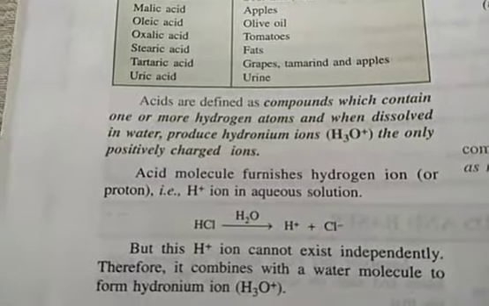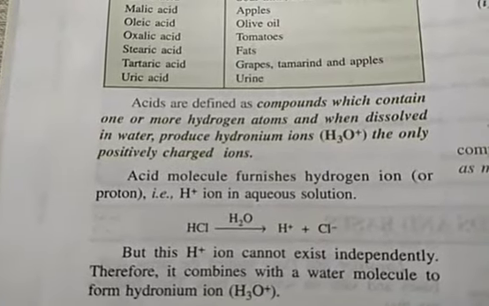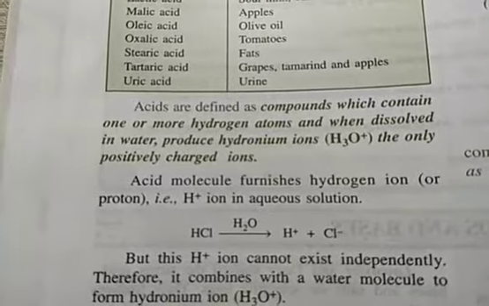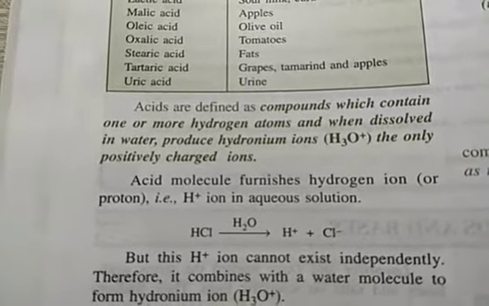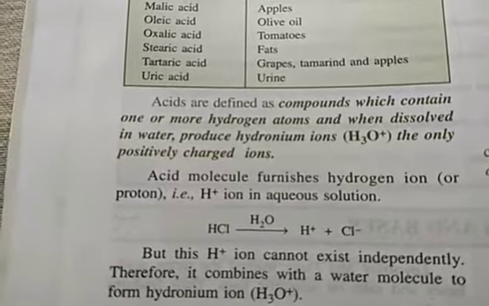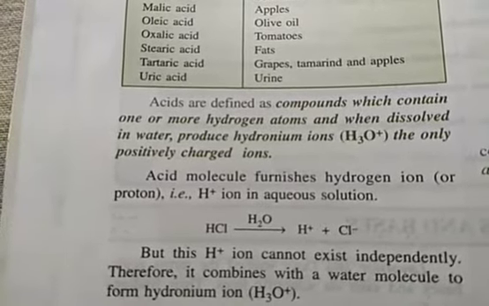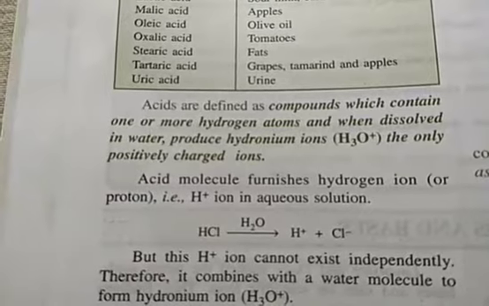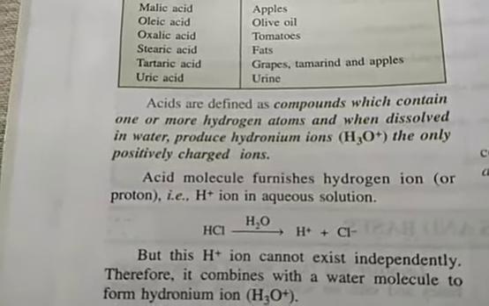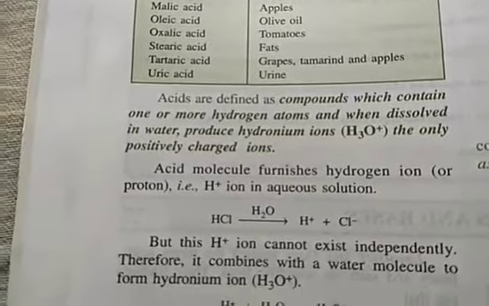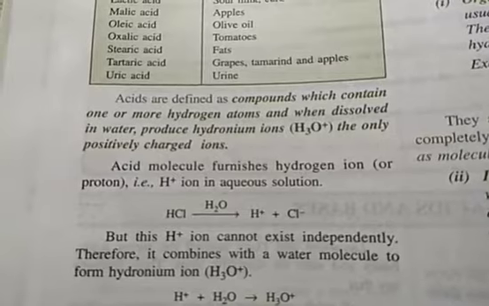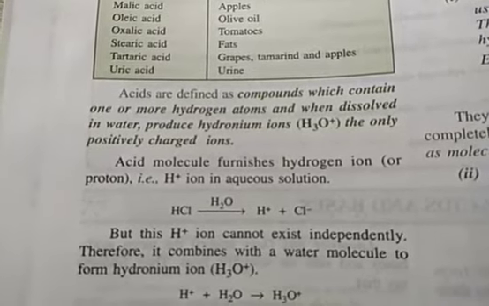Now students, we are encountering one more definition of acids and bases. So first we will see the acids definition. Acids are defined as compounds which contain one or more hydrogen atoms and when dissolved in water produce hydronium ions. And you know what these ions are? H3O+ as the only positively charged ions. The definition of bases we will see in the coming videos.